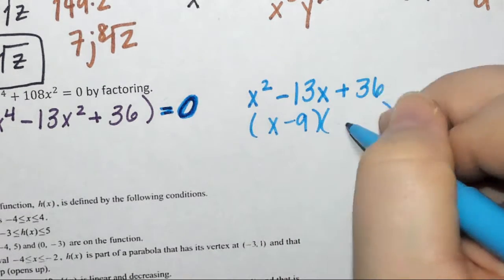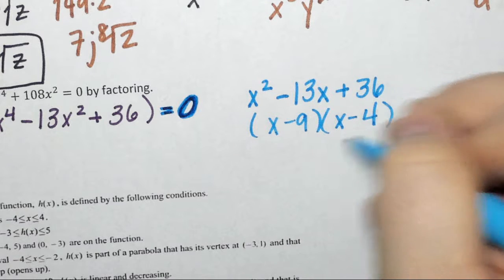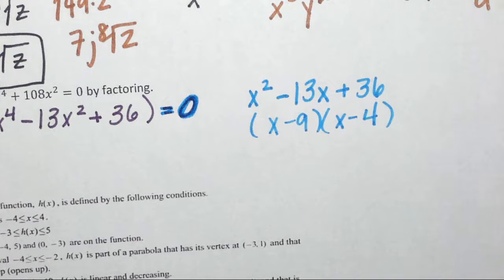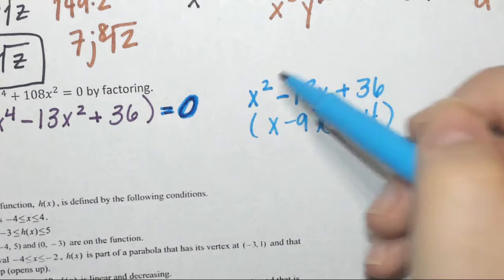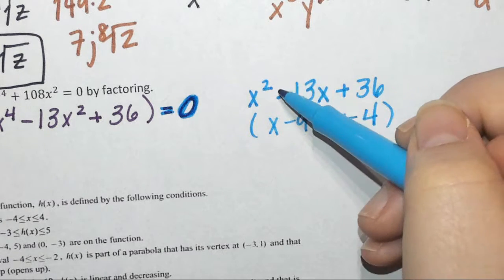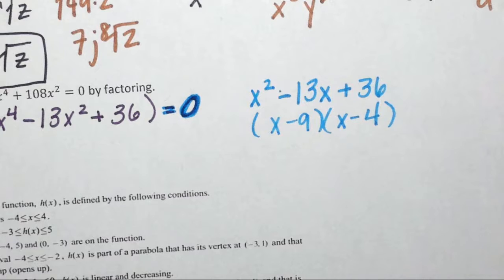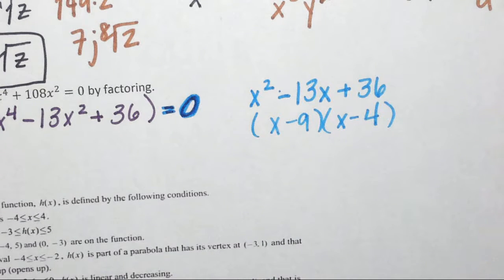2 gets the point. Negative 9 and negative 4. Negative 9 plus negative 4 is negative 13. Negative 9 times negative 4 is positive 36. So those would be the factors. But sadly, those were not our exponents. Our exponents were a 4 and a 2. But it's still going to all work out.